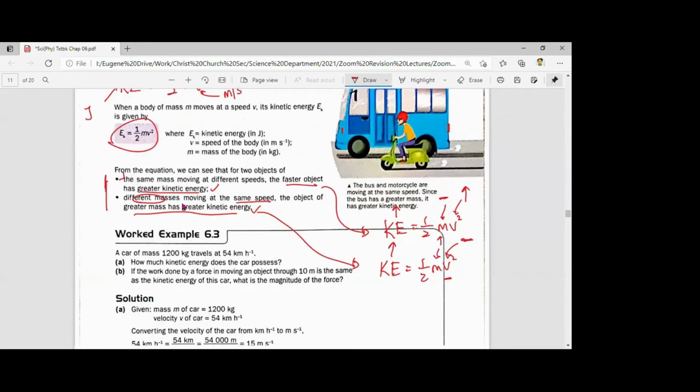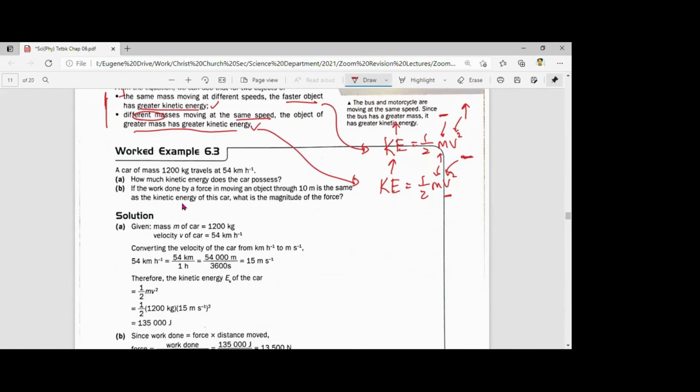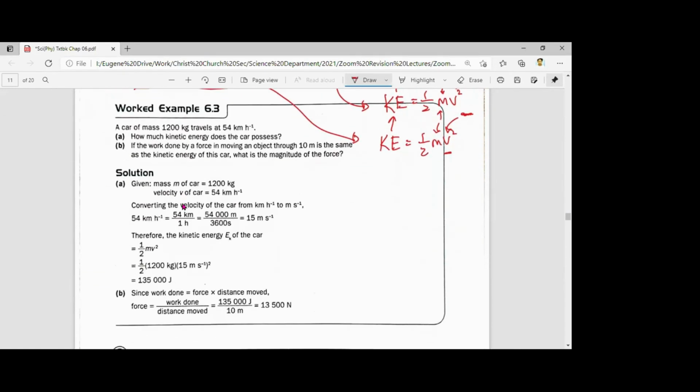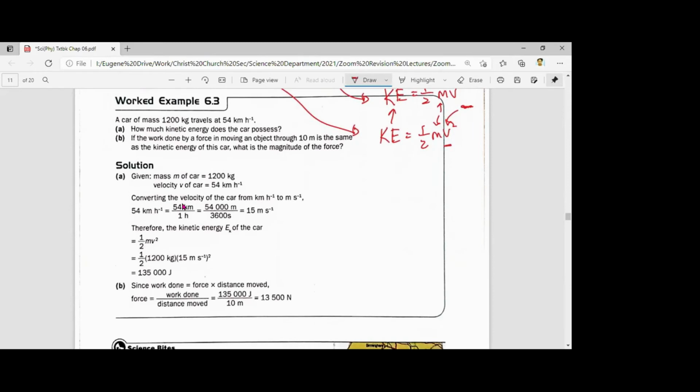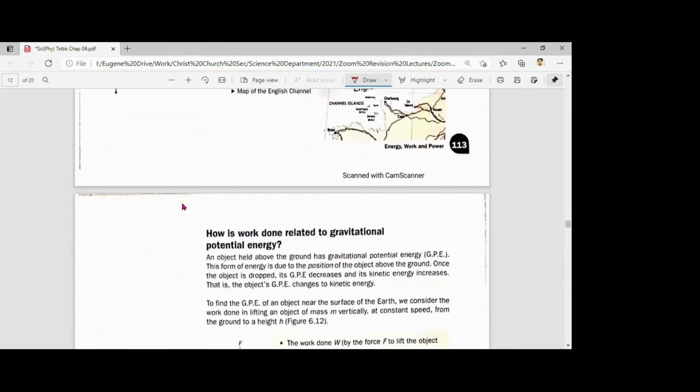For calculation, there are quite a few examples here, so do take note of them. You realize they even help you convert, so take note of how to convert km per hour to meters per second. These are good examples to give you an understanding of how you can use the formulas and what you need to take note of when using them. So that's for KE.